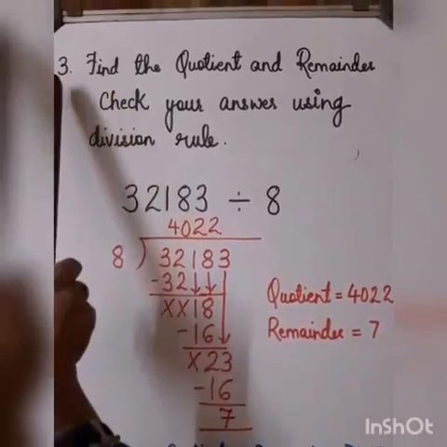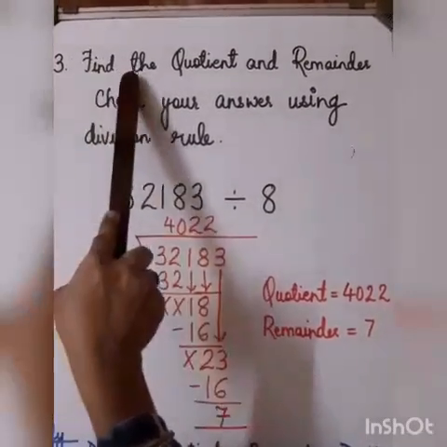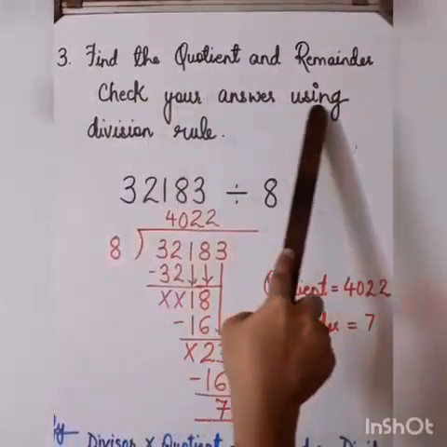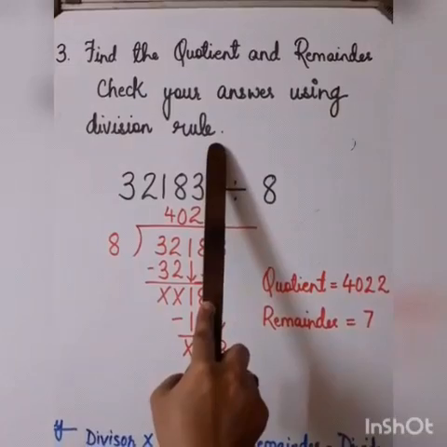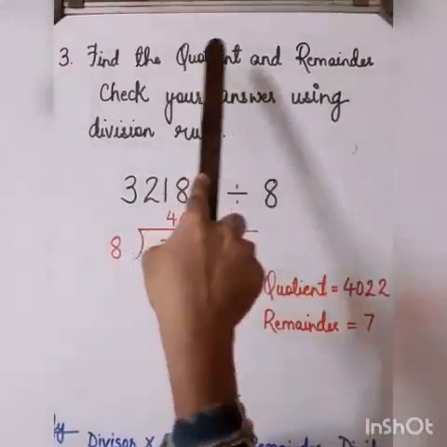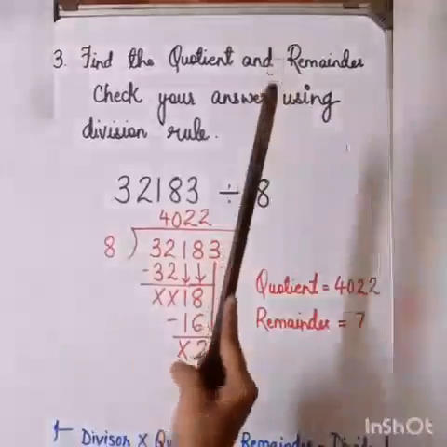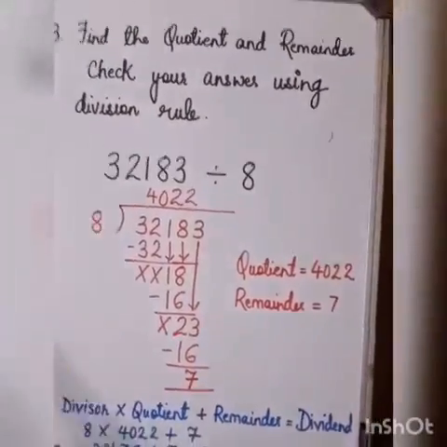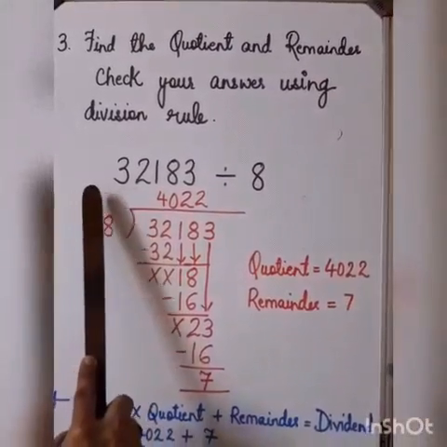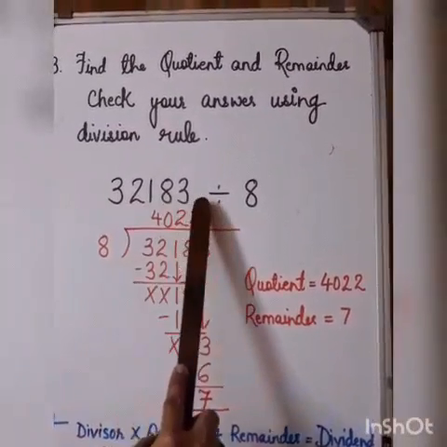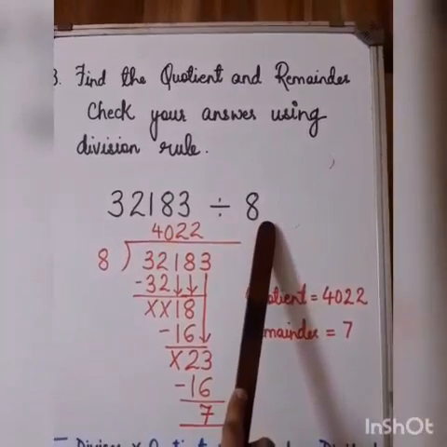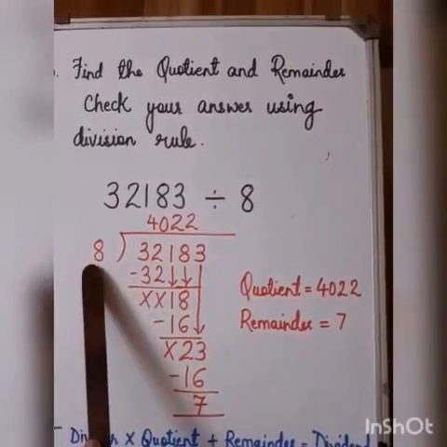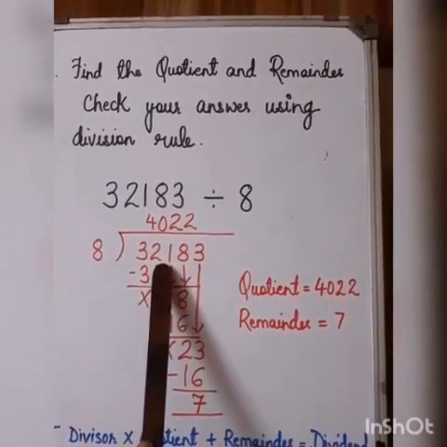Now move to the next question, that is question number 3. Find the quotient and remainder. Check your answer using division rule. In this question, you have to find the quotient and remainder both, and then after you have to check your answer using division rule. Let's take the question, that is 32,183 divided by 8. So, putting them in the equation, here the divisor and here the dividend.